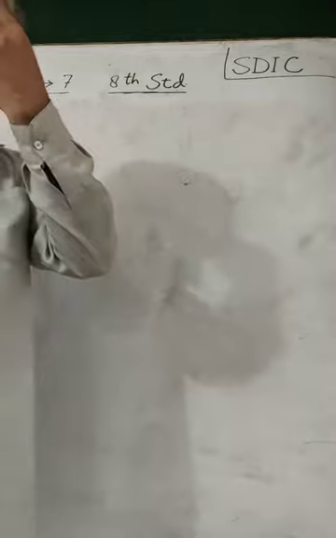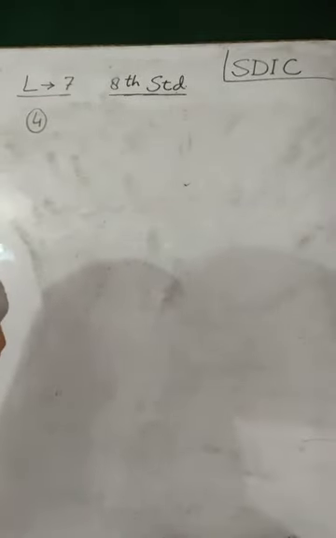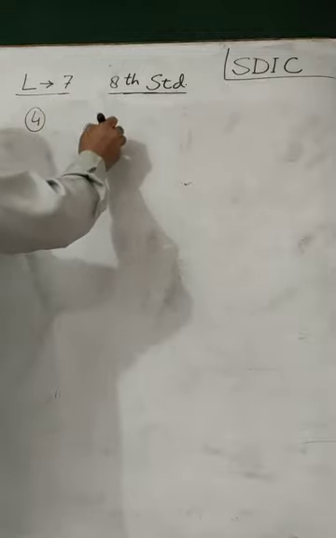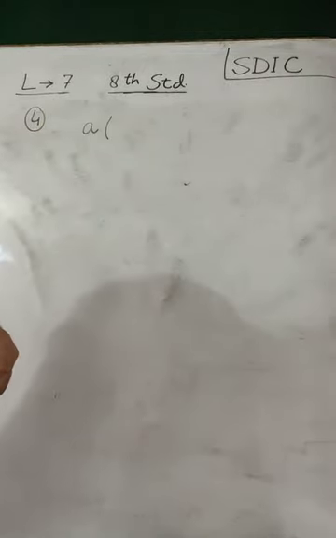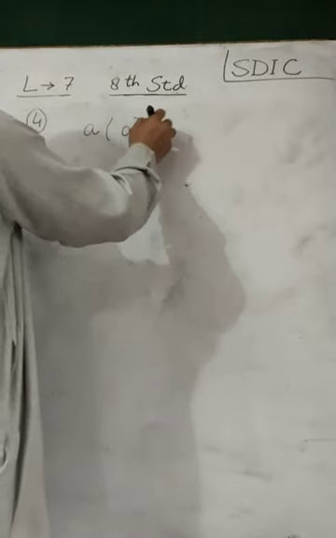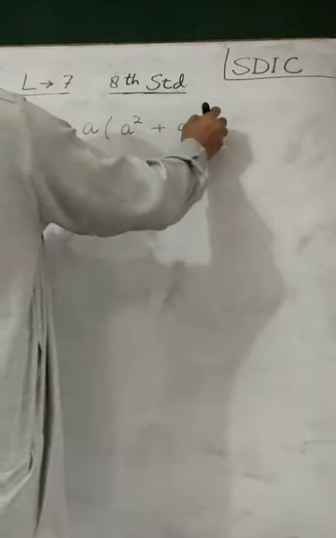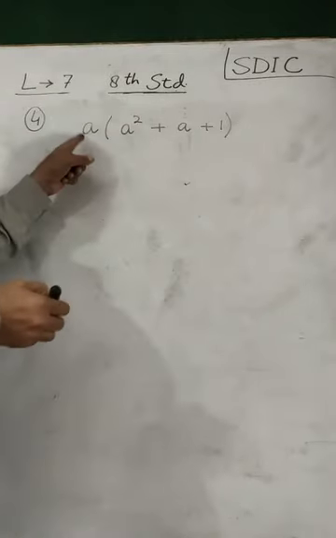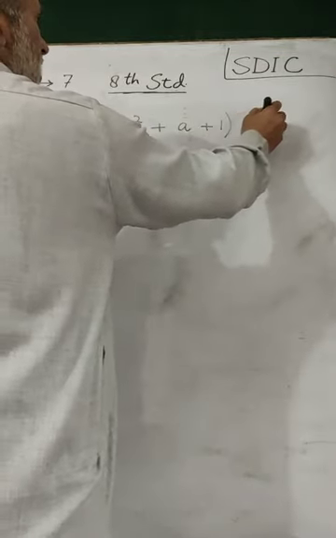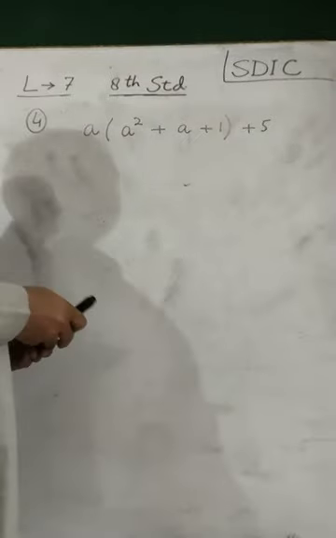Part number 2. We are again asked to simplify, and this time we have to simplify a multiplied by a square plus a plus 1. A monomial is multiplied by a trinomial. Then, like the previous part, we have plus 5 as a separate term also.